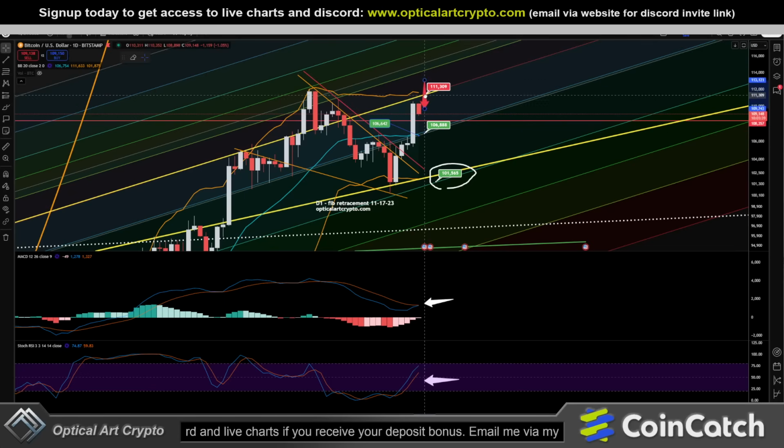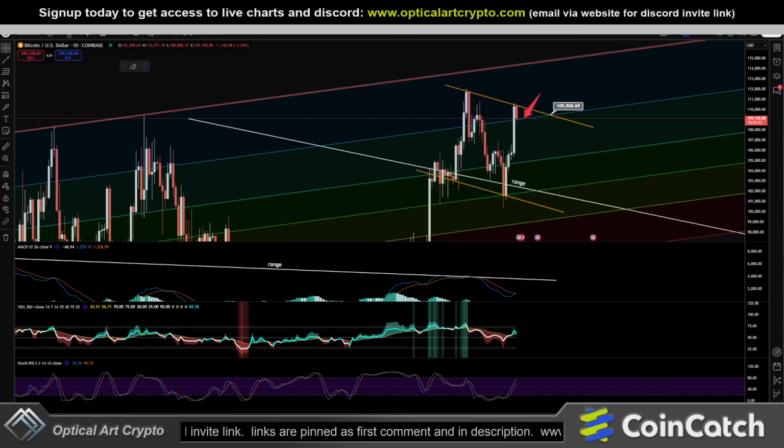Now we have this line right here. This line is setting at 108,300, because that was a previous high. Now we know that if we get a daily open below this point, we're more than likely headed to 106,600. We'll have to see what happens, but I wanted to point that out on another chart right here.